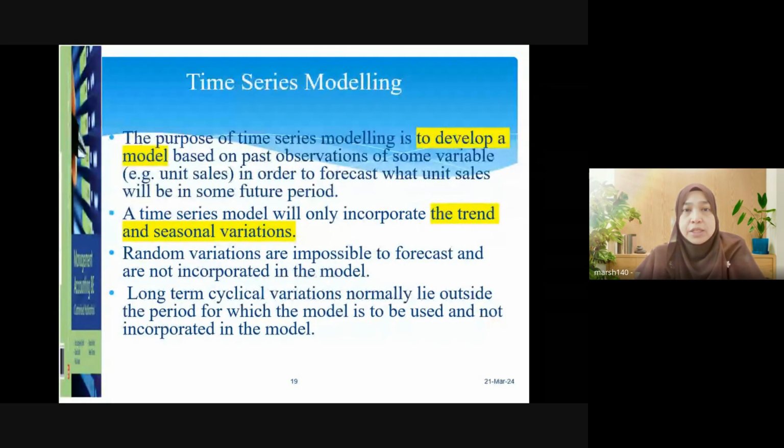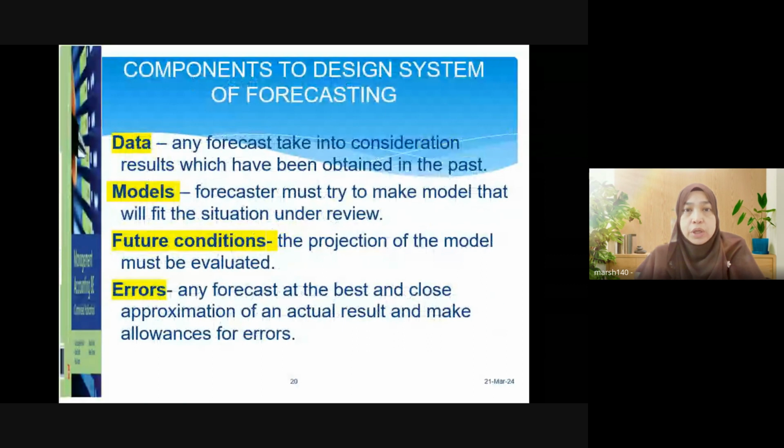Okay, this is regarding the time series model. Actually, you can read on your own, a bit similar to the one that I have explained just now. So in order to design your forecasting system, you must have data. Any forecast takes into consideration results which have been obtained in the past. And then of course you need models. And then future conditions. The projections of the model must be evaluated. That one is your future conditions. And also certain elements of error. These are the components to design a system of forecasting.